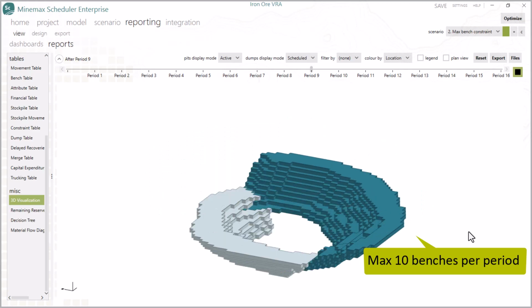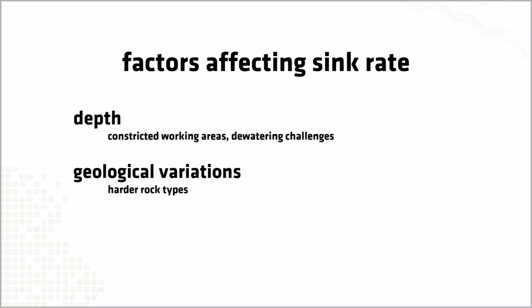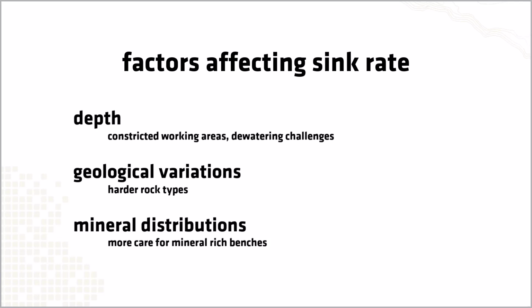Nevertheless, physical factors can often influence the sink rate. For example, mining deeper benches has many challenges. It often leads to narrower working areas, requiring additional structural support, which in turn slows down the movement of equipment and personnel. Moreover, handling larger volumes of groundwater at deeper depths might call for extensive dewatering activities, further complicating operations. The composition and structure of rock or mineral deposits can vary within a pit. Harder rock formations may take more time to break and extract material, and mineral-rich benches may require more care and precision during extraction, resulting in longer mining times.